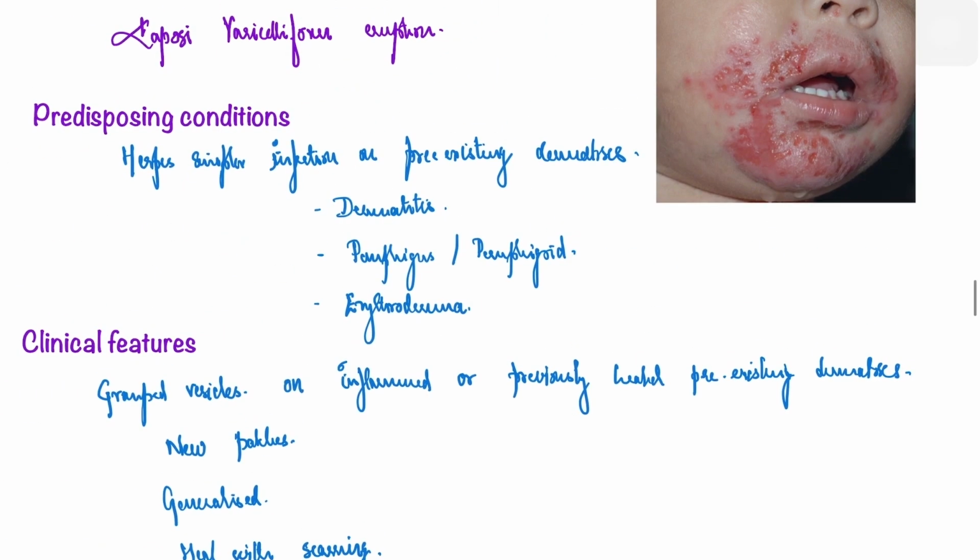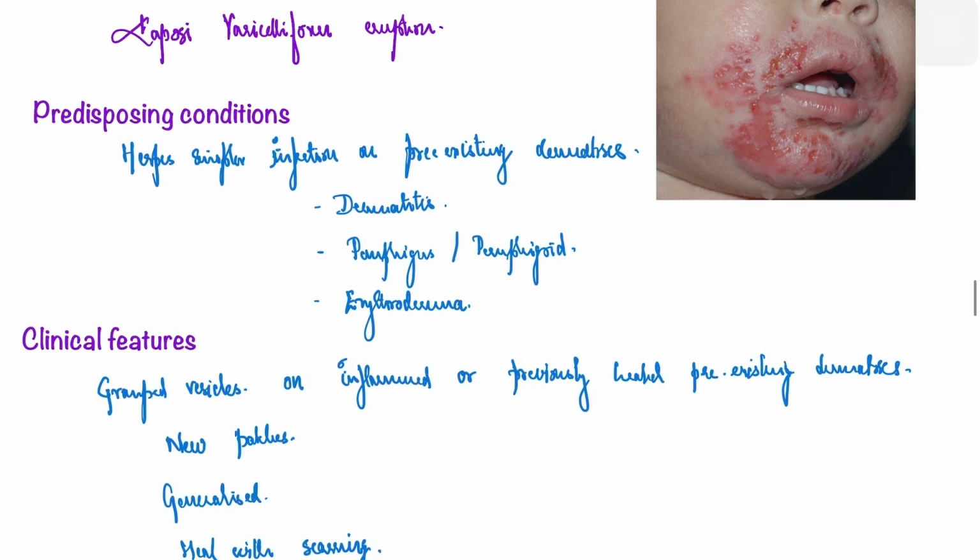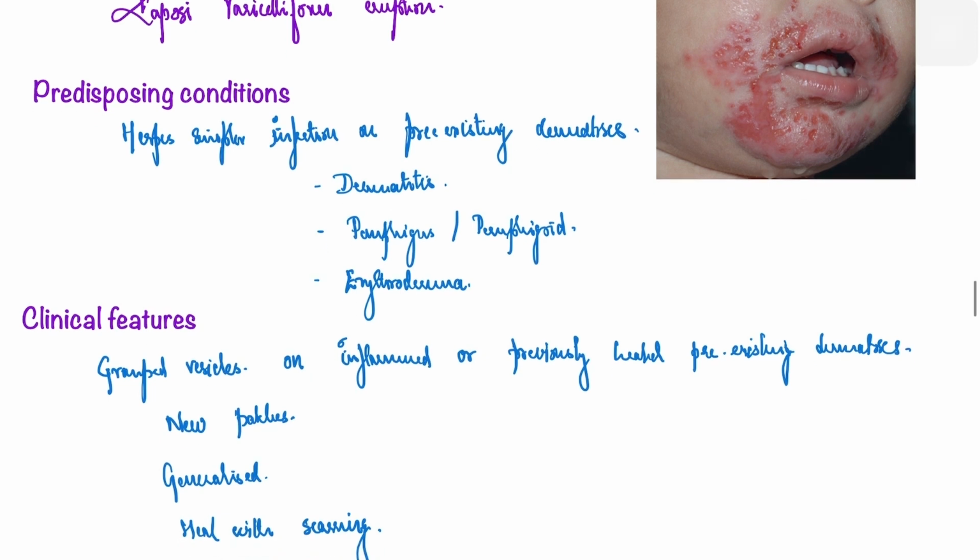So this baby had atopic dermatitis, and on top of that there was herpes simplex virus infection. You can see multiple polycyclic erosions on an erythematous base in the perioral area. There was HSV1 infection over the pre-existing atopic dermatitis.